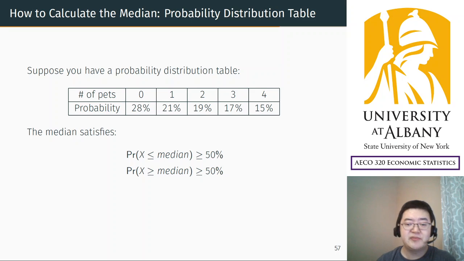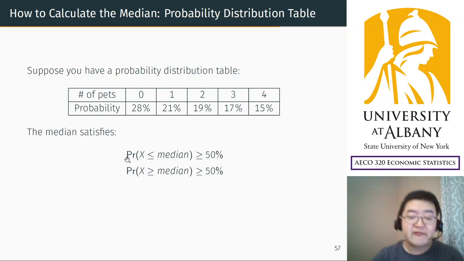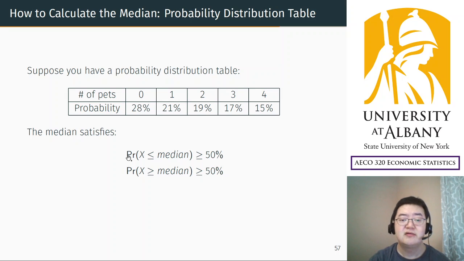So using the probability, mathematically the median has to satisfy these two conditions. The first one implies that the probability that x is equal to or smaller than the median must be at least 50%. At the same time, on the other side, the probability that x is greater than or equal to the median must be at least 50% too. So on the smaller side and on the larger side, both sides have to have at least 50%.